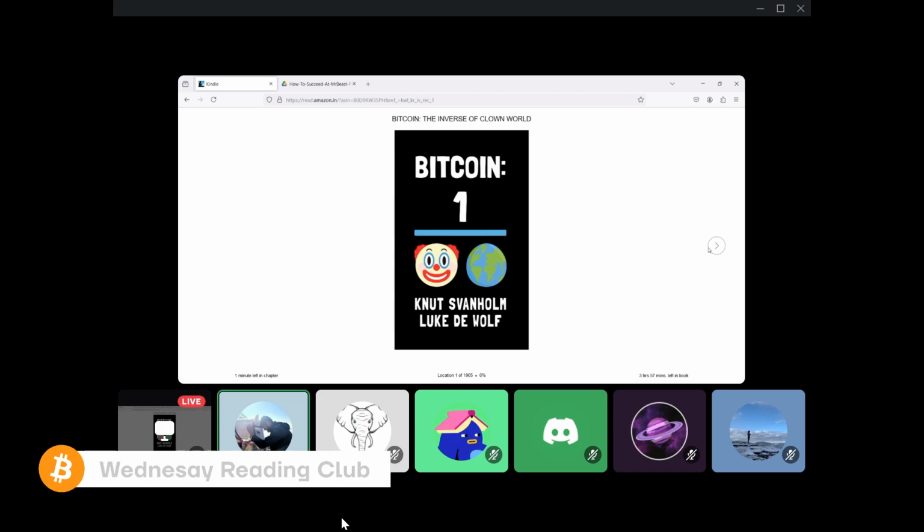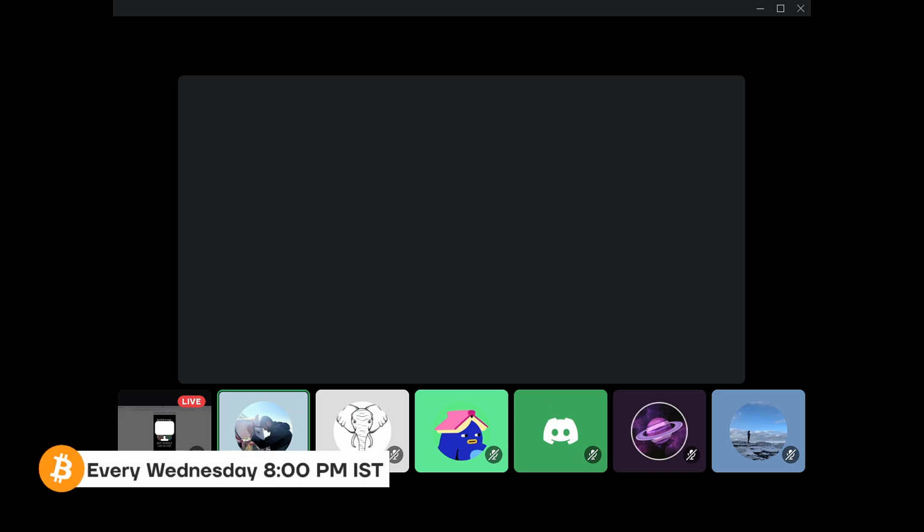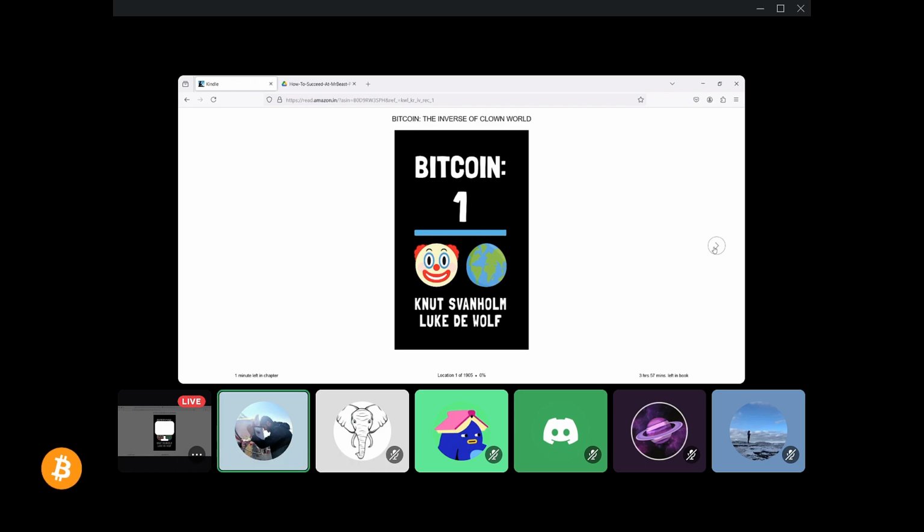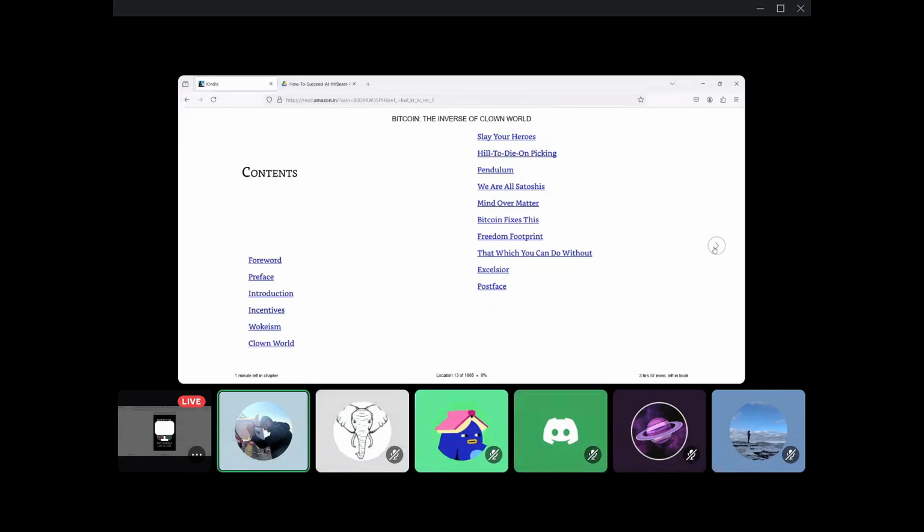We have not done any reading so far, and we were just discussing Knut's reading. I have only read his articles, never quite his books. He's most famous for Infinity Divided by 21 Million, but he's also known for a couple of other books, Sovereignty Through Mathematics and Independence Reimagined. I think Mango has the pirated PDF for that. And yeah, Bitcoin, the Inverse of Crown World is his new book. This released less than 1 or 2 months ago.